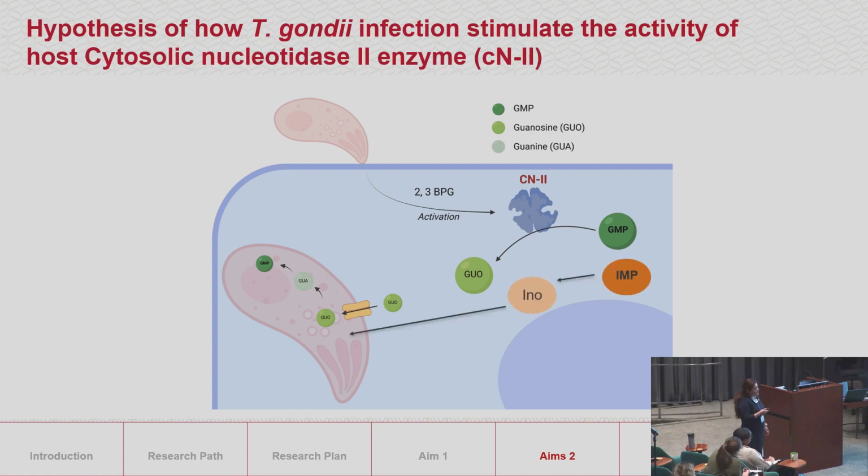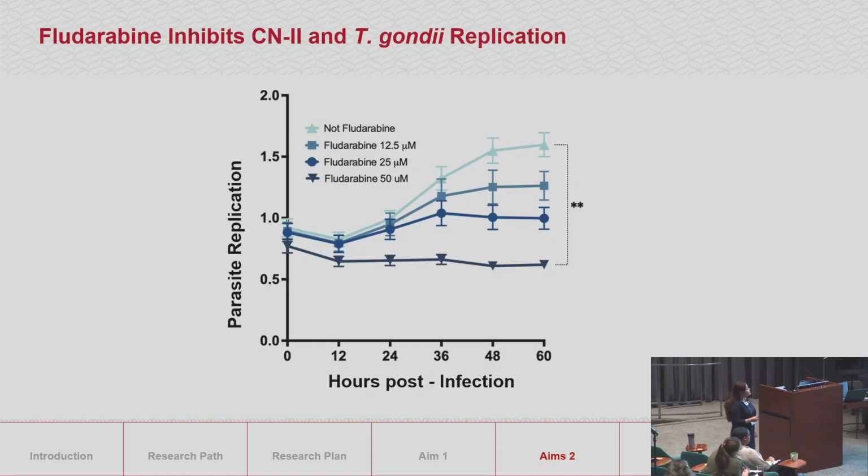The same happens for IMP. IMP is dephosphorylated by the CN2 enzyme in order to produce inosine, and inosine is taken by the parasite. In order to test this hypothesis, I used a drug called fludarabine that inhibits CN2. I tested it at 3 different concentrations, and the drug inhibits the replication of the parasite over time.